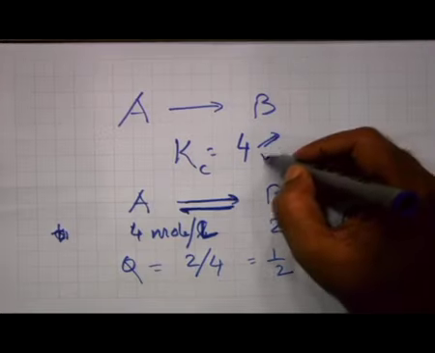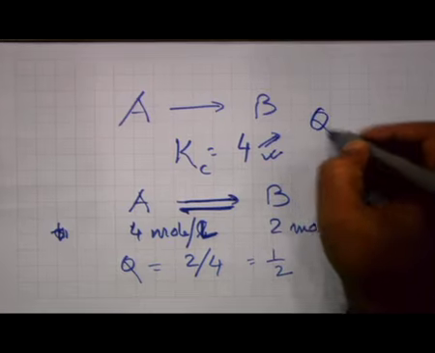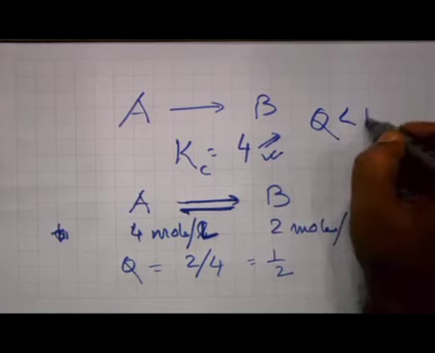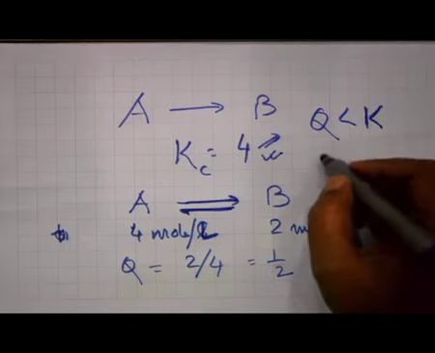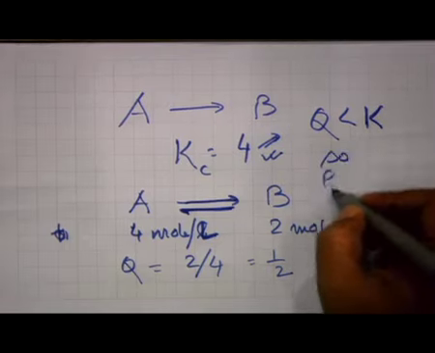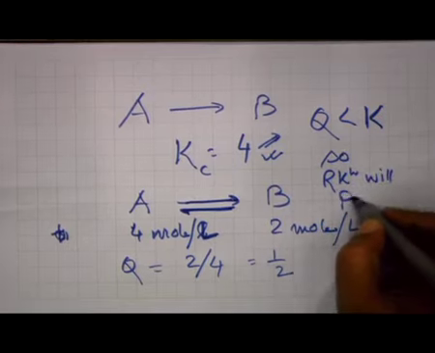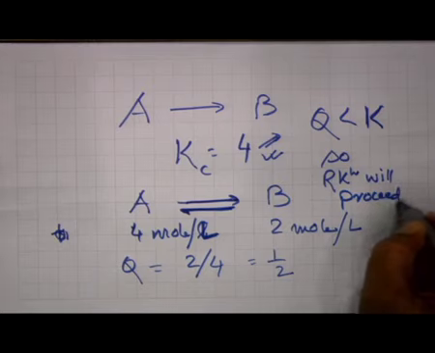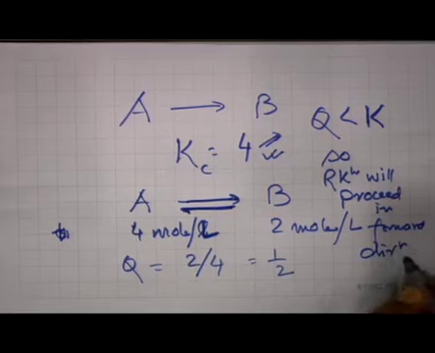You see here, what is Kc? Kc is 4. So, Q is less than K, and so the reaction will proceed in the forward direction.